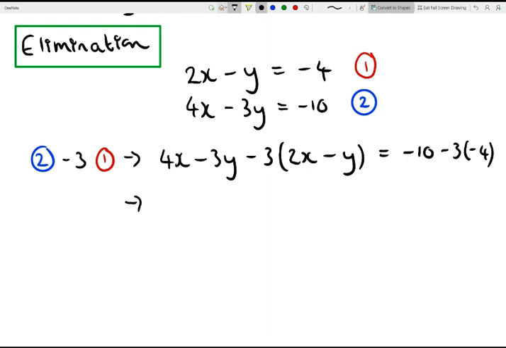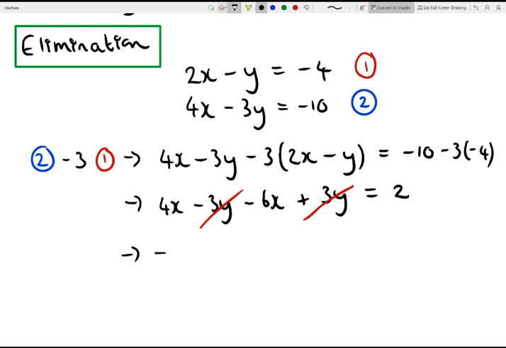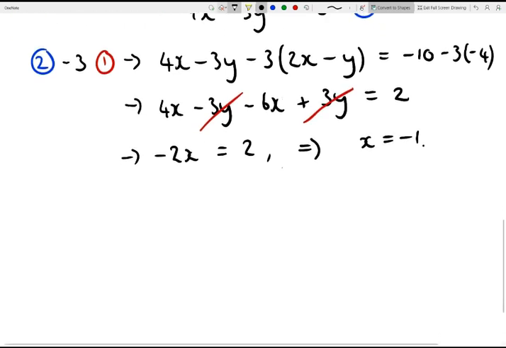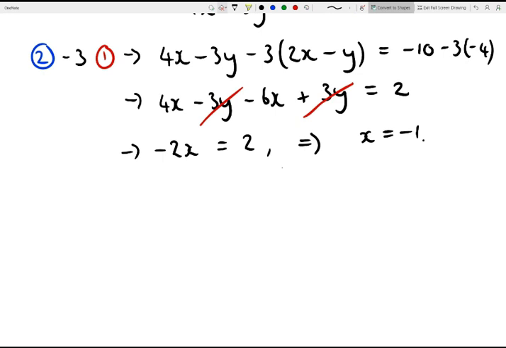So we can multiply this out and get 4x minus 3y minus 6x plus 3y is 2, and then our y's cancel, which is what we wanted, and we can simplify this a bit further and get 2x is equal to 2, which implies that x is minus 1.